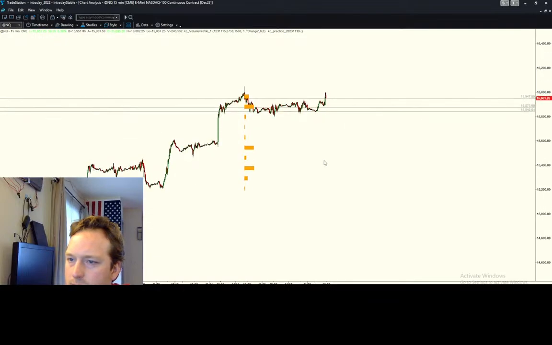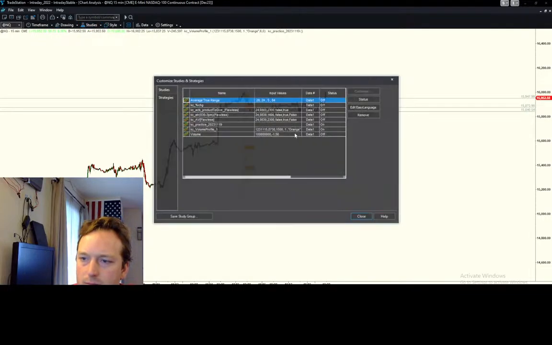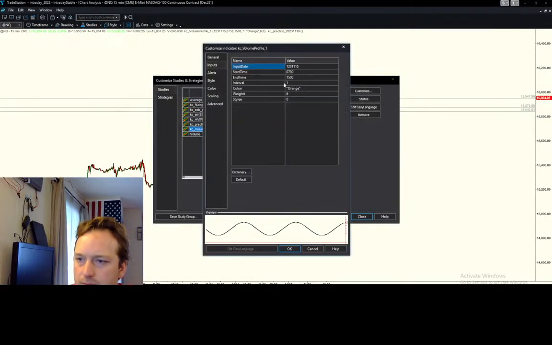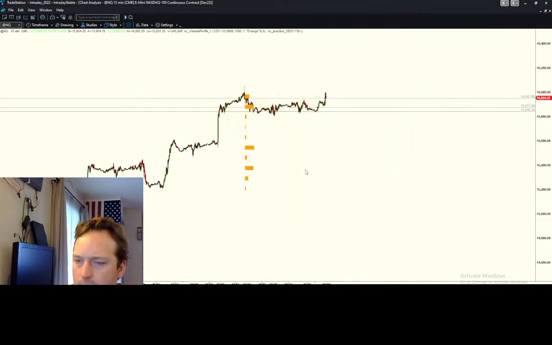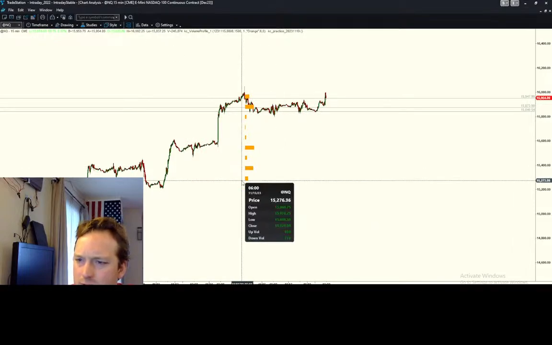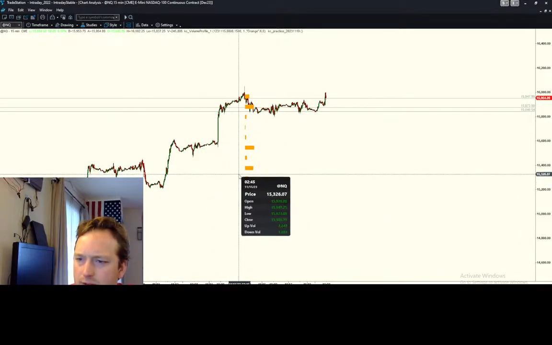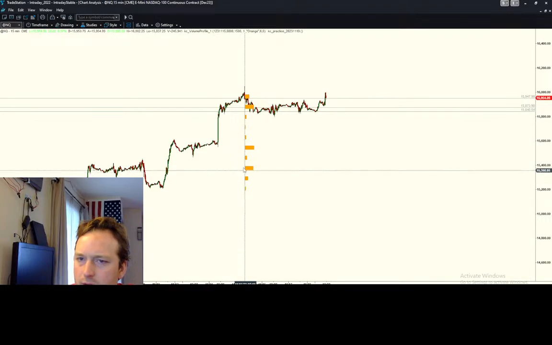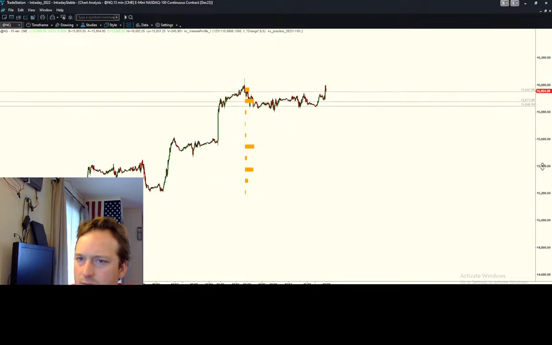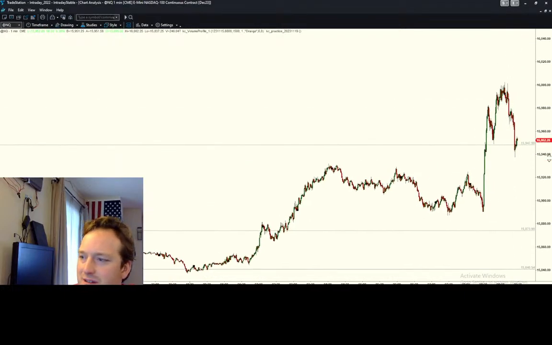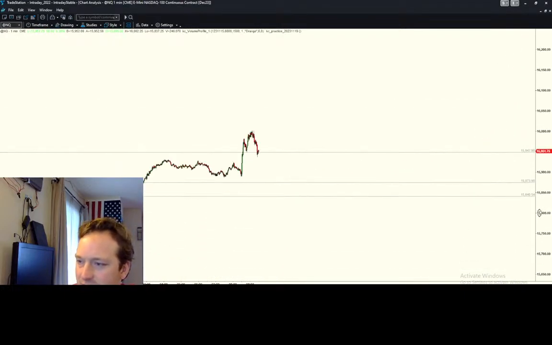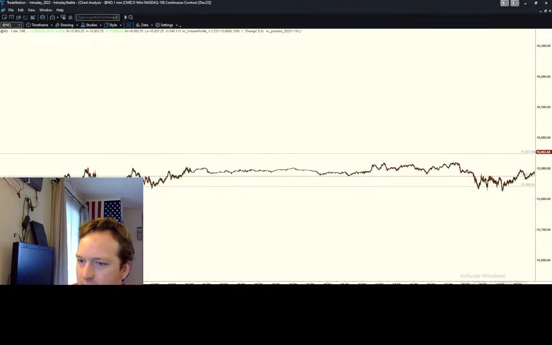Yeah, this is all types of messed up. This is messed up, bro. Oh, it's a 15-minute chart. That's why. Oops. All right. Sorry. Let's just look at the volume profile.